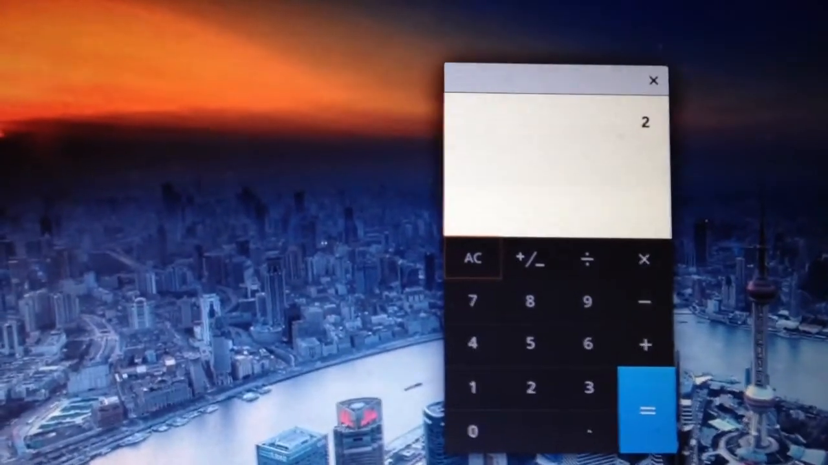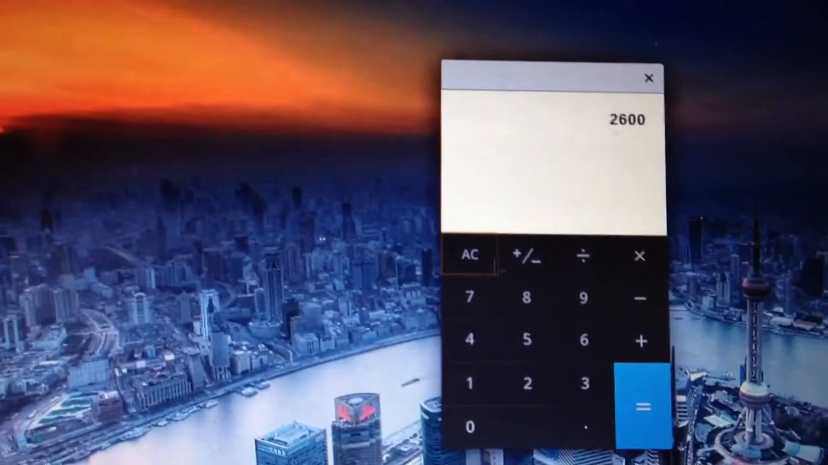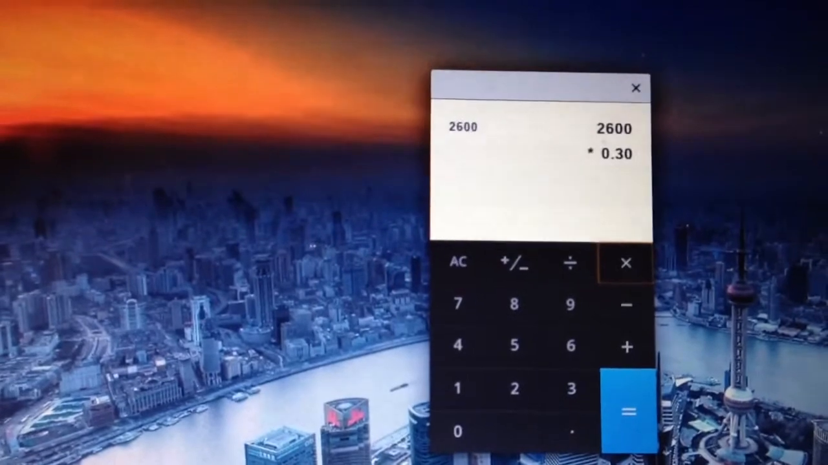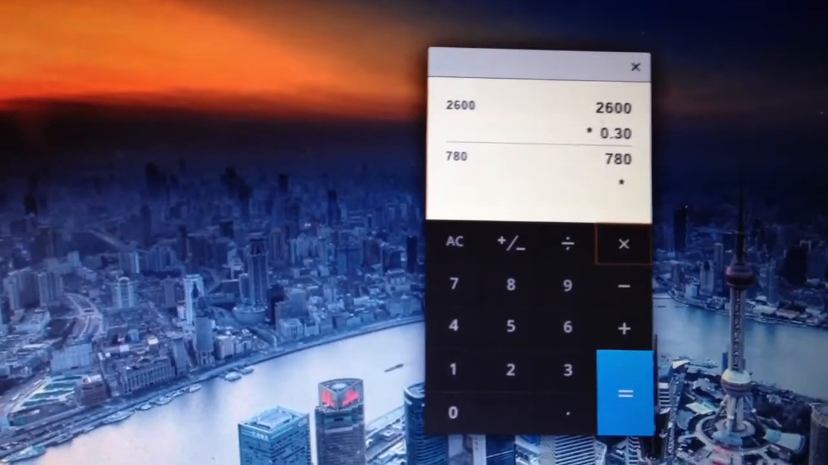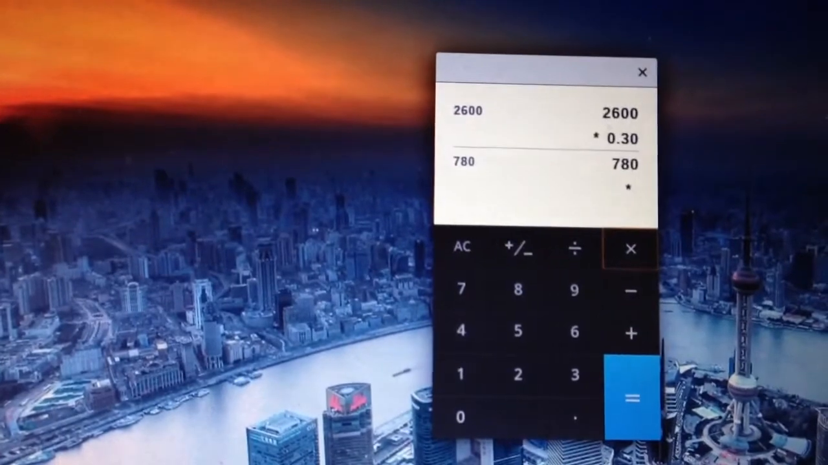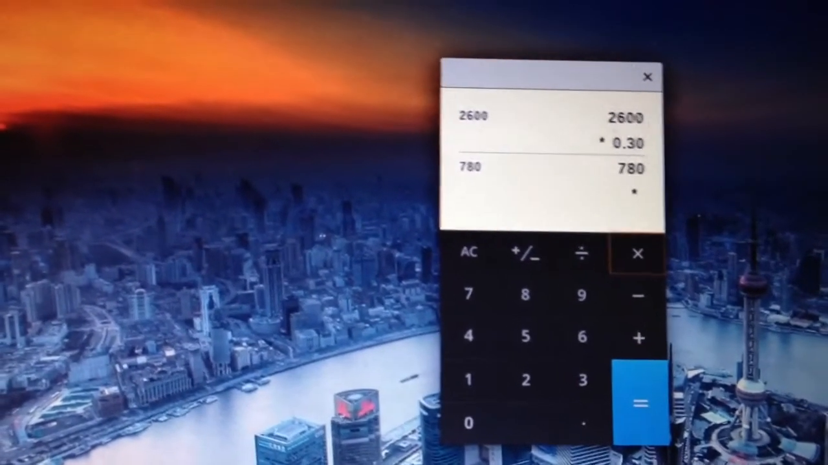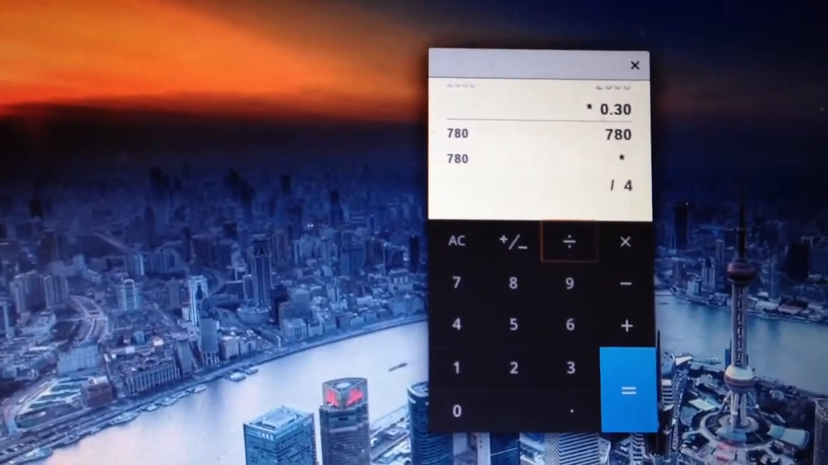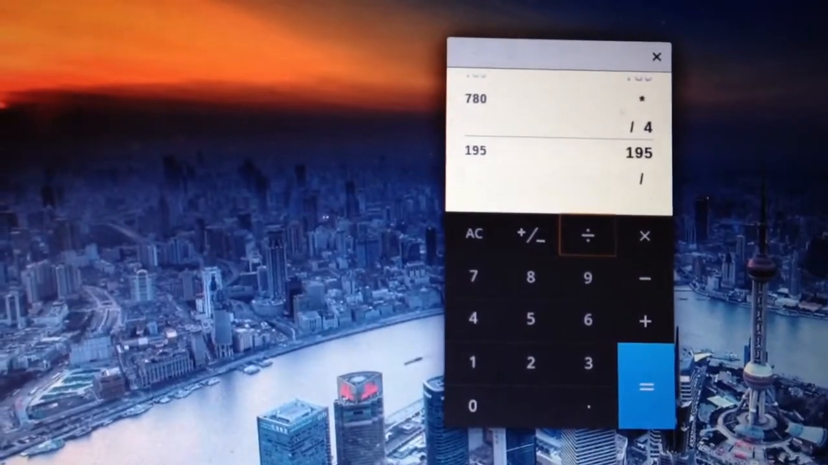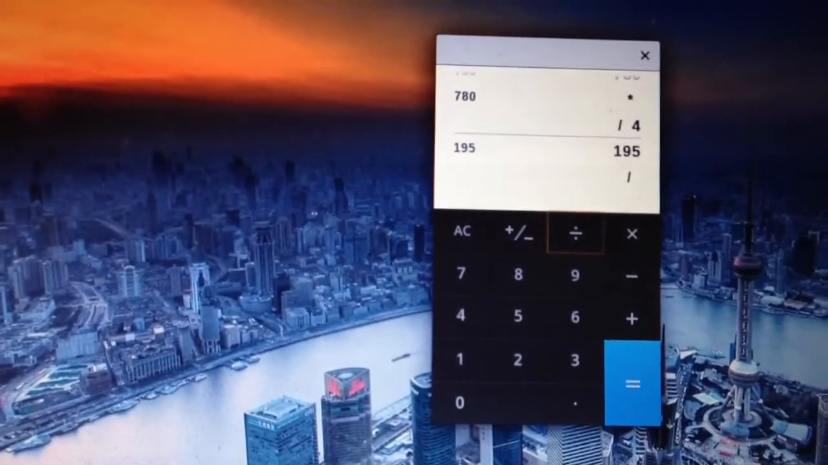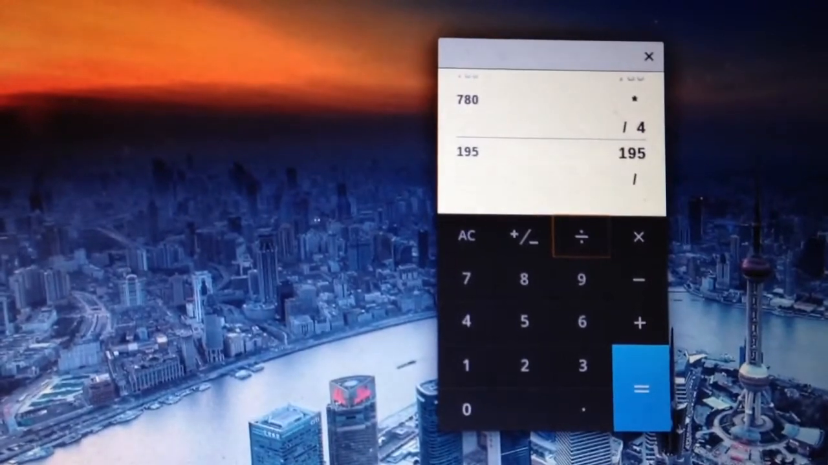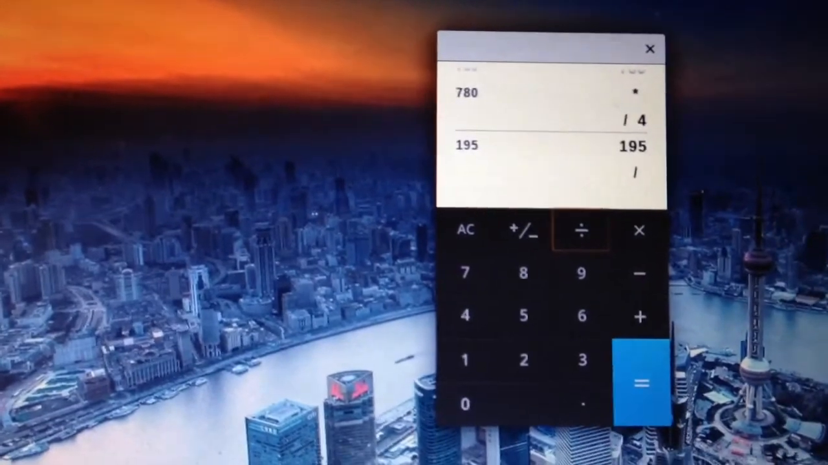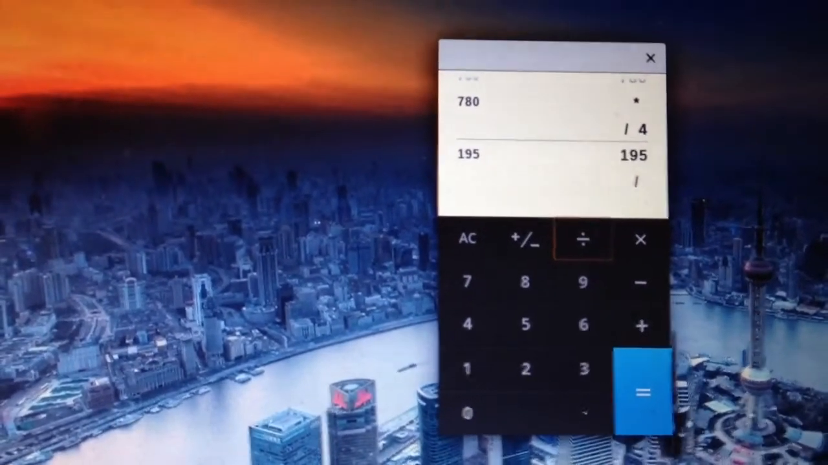So now we do 2,600 times 0.30 this time. 780 of the calories is going to be protein. So now you're going to divide this by 4. Real simple. So you're getting 195 protein, and you're getting 57 fats so far. All right, 195 protein and 57 fats.